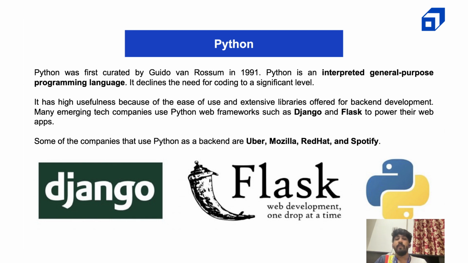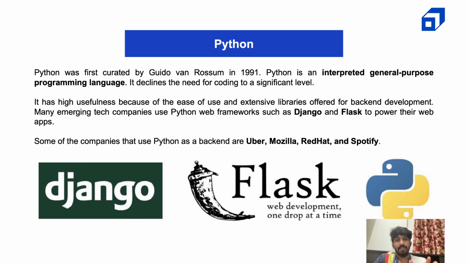Next comes Python, which is a really popular language, first created by Guido van Rossum in '91. Python is an interpreted general purpose programming language. It reduces the need for coding to a significant level because it has a lot of inbuilt libraries, which are already pieces of code which you can just call, and it will run that piece of code for you. It has high usefulness because of the ease of use and extensive libraries offered for backend development. Many emerging tech companies use Python frameworks, like Django and Flask. Both are web development frameworks using Python.